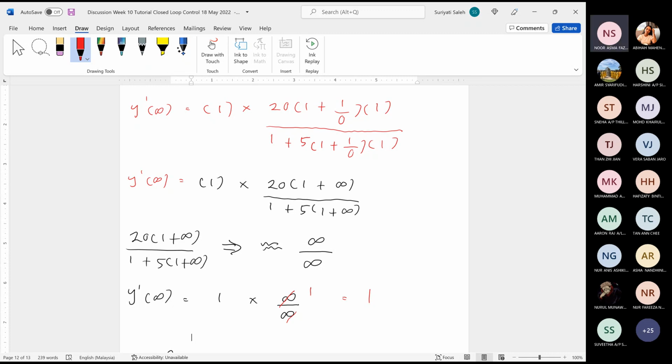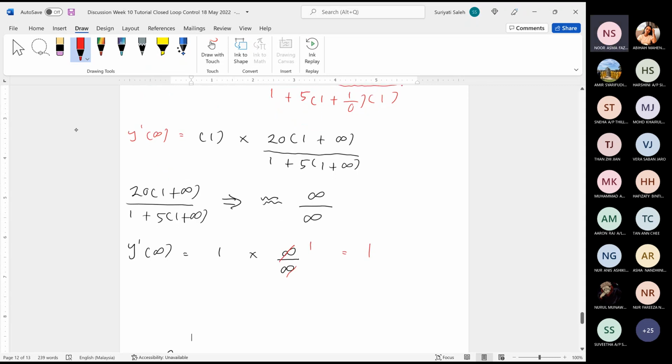So if there is no question, then we go for the offset. Now the equation of the offset again: offset equals y prime sp infinity minus y prime infinity. Here the y prime sp infinity is equal to 1 minus 1, so your answer should be 0. 0 offset.